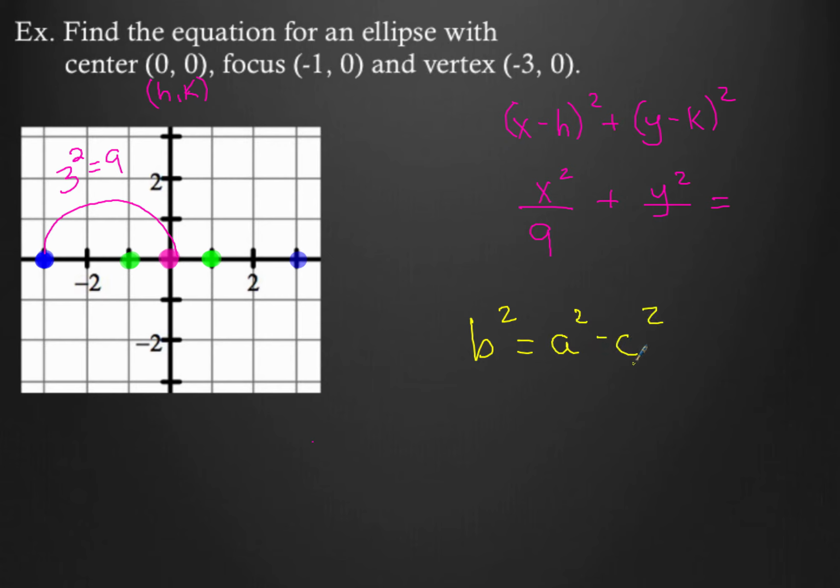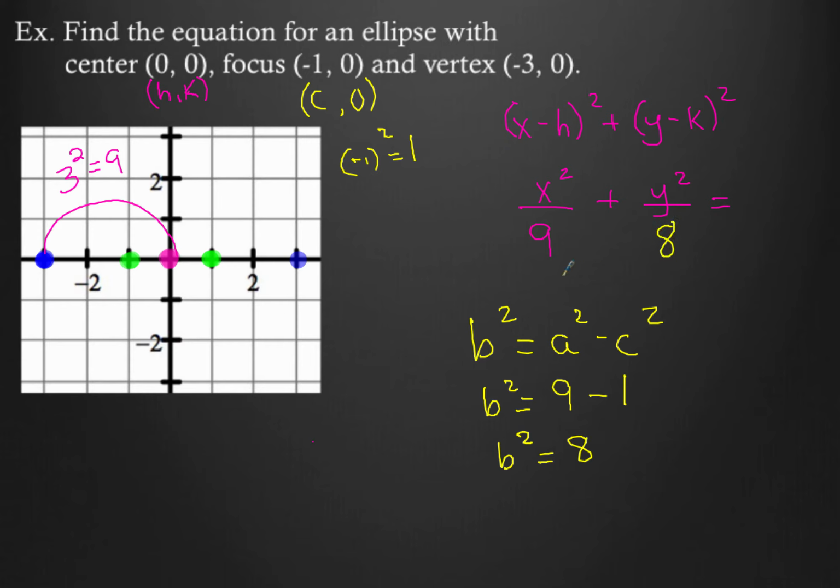Now, the c squared I can figure out because the focus is right here, at -1, 0. So my c value is -1. If I square -1, I end up with 1. My a squared value I know is 9. So b squared equals 9 minus 1, which is 8. That means my number underneath the y squared is 8.